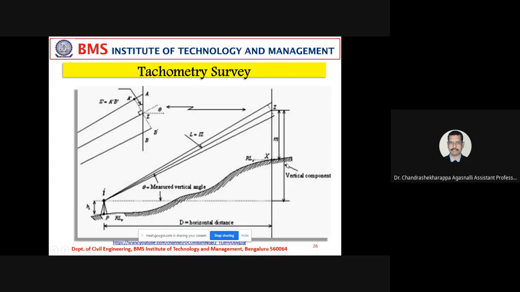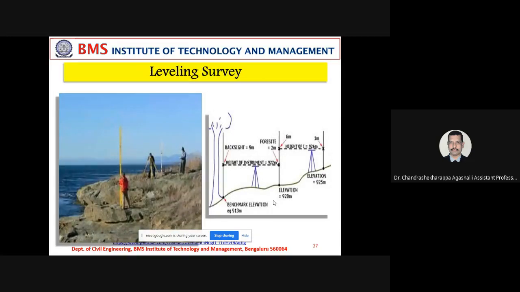This is called a vertical component, and it's the total height of that. This is how we are going to do the leveling in the base site area. I told you that this is a benchmark of 913 meters, and from there you are going to establish the rest of the points. There are the backsight reading and the foresight reading: this is your instrument position, this is your foresight, the front side, and the backside readings.